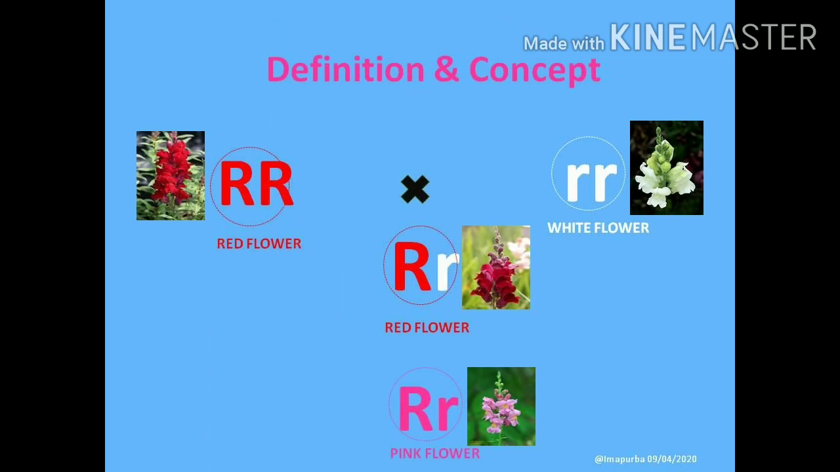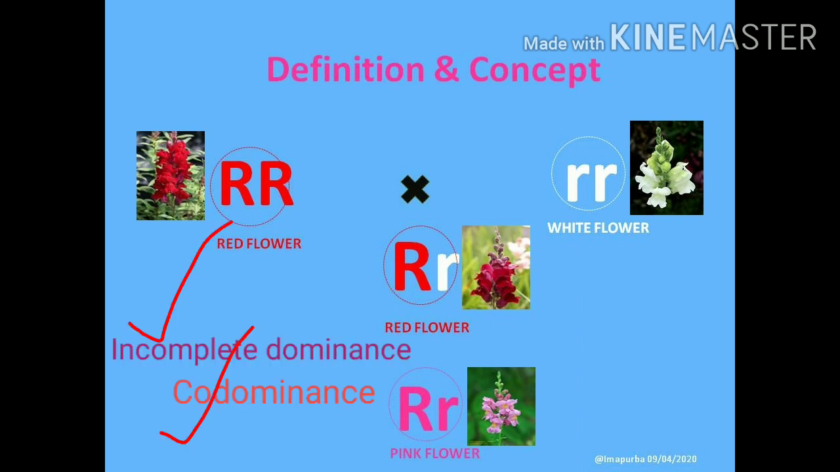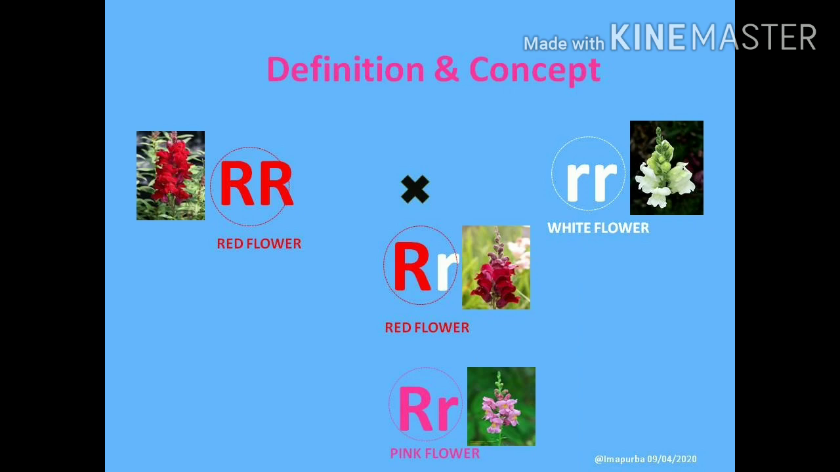Before we go directly to the topics of incomplete dominance and codominance, first of all, you have to know what is dominant and what is recessive. Because if you minutely see, both the terms incomplete dominance and codominance actually carry the word dominance at last. So, to understand these topics well, I have produced a cross diagram here.